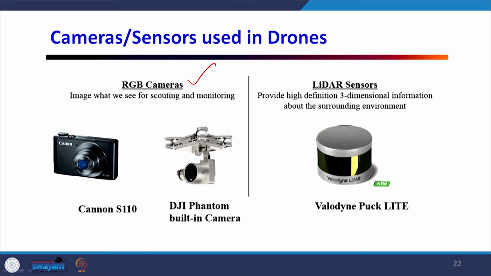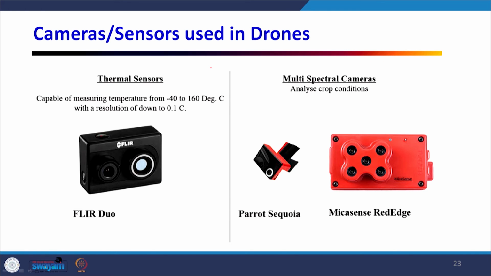On the left side, I can show the Canon or the Phantom built-in camera in the DJI. So, these are some of the sensor systems. Thermal sensor is shown on the left side. There is a very small handy camera which is called FLIR, and then there is a multispectral camera system. You can get the images in several parts of the electromagnetic spectrum. These sensors are used depending upon the type of application, depending upon the data requirement we are collecting, we can mount these systems.